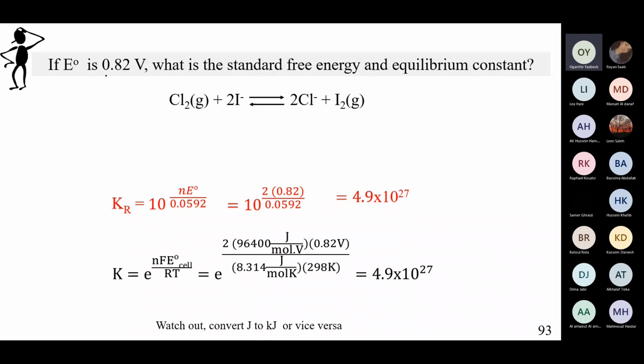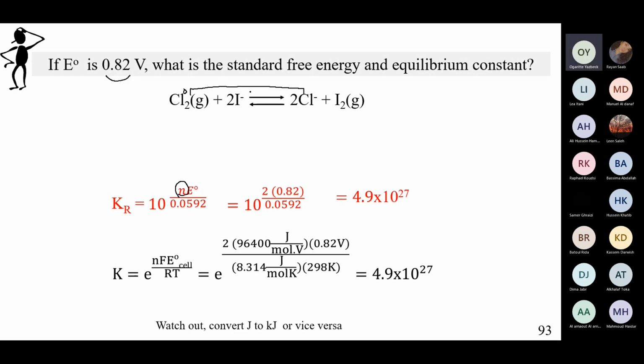E naught is given for this overall reaction. What is the standard free energy and the equilibrium constant? Okay, log K of the reaction is N E naught over 0.0592, so K is 10 to that power. We're already given the E naught and we solve. We need to get the total number of electrons transferred, because we're given E naught. To get the total number of electrons transferred, you could directly look at each of these.